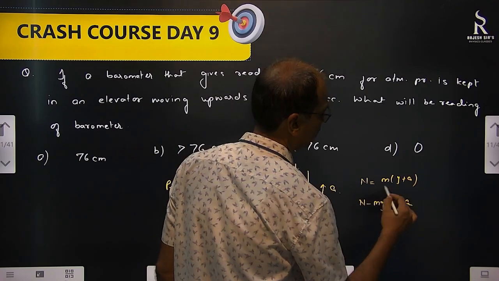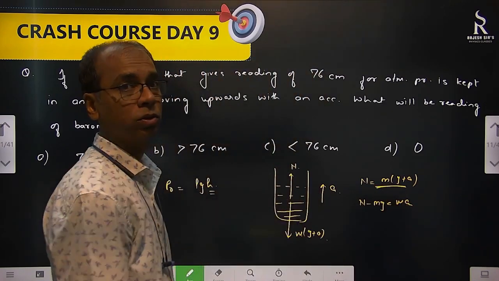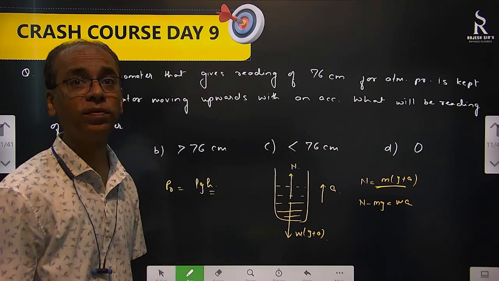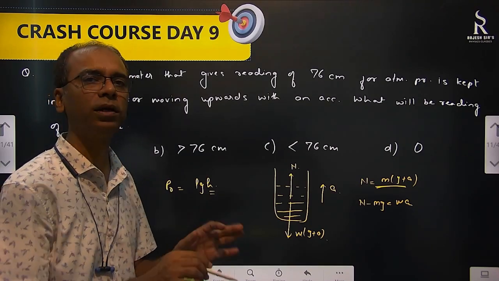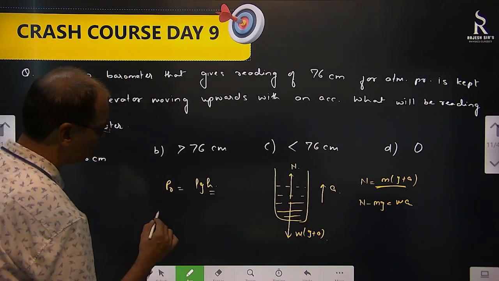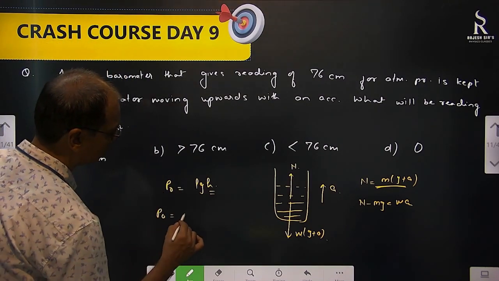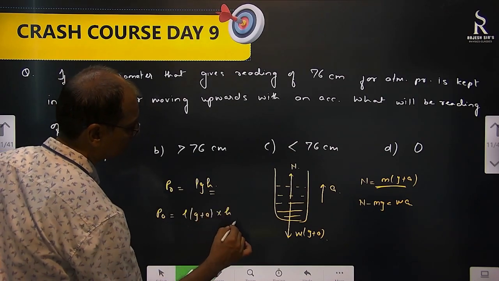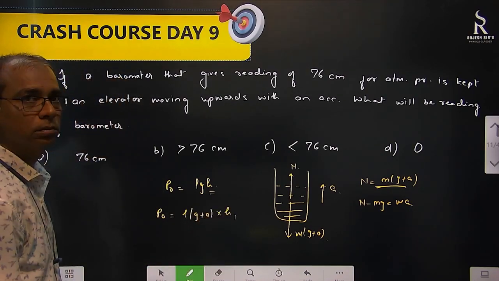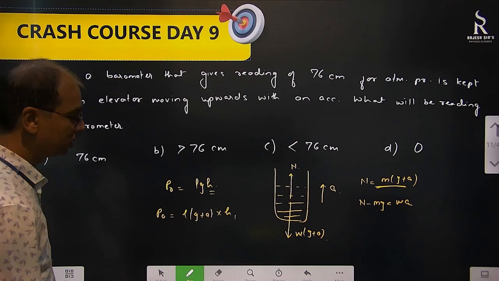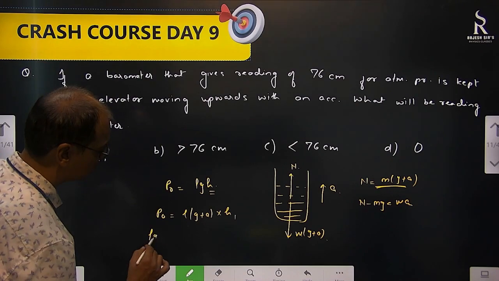See what I have written. So the N value is increased. That means the g value has increased. The effective value of g is g plus a. So here I am going to write now, this is P naught only, rho (g plus a) into h1. Correct or not? So what will be h1? More than h, less than h? Less than h. See.